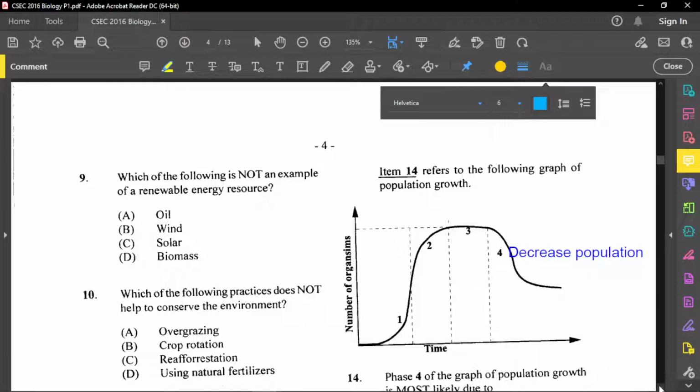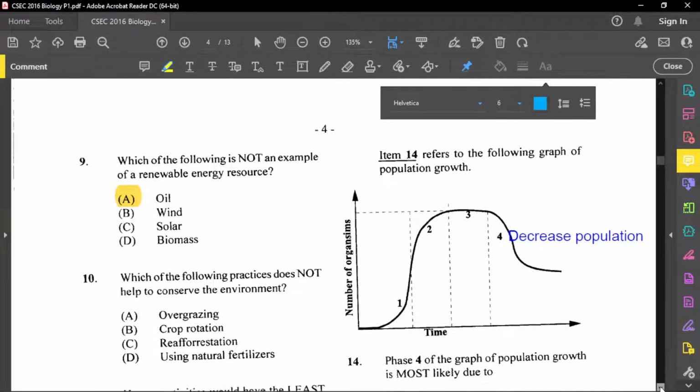So question number 9 is which of the following is not an example of a renewable energy resource. As you look at it, you know that oil is a non-renewable resource, and that's why oil is expensive, especially with gas prices increasing right now. Wind, solar, and biomass are definitely renewable energy, and we need to run to those because those are alternative means to use energy. Let's go to the next question.